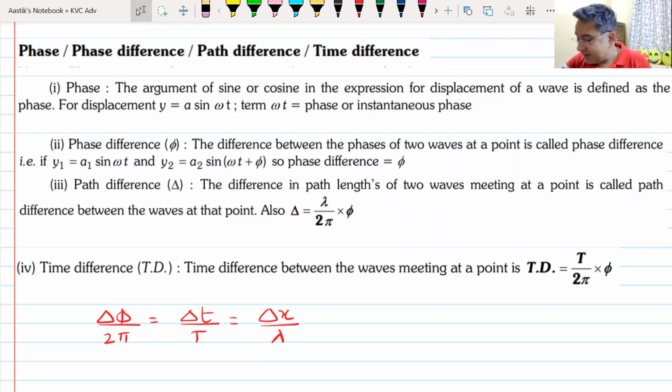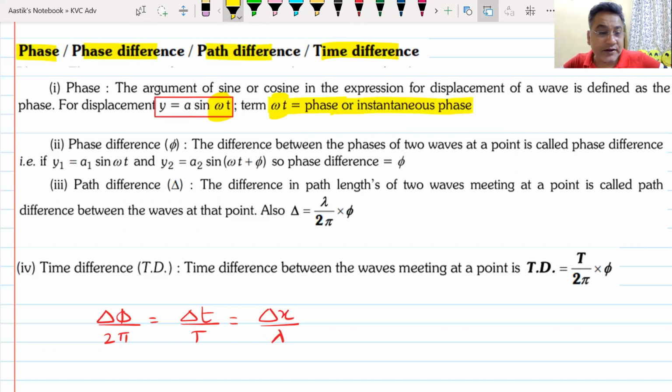Then we come to the next heading, and we have already done this: phase difference, path difference, time difference. Do we remember this? Yes, sir. If you have a wave given by y equal to a sine omega t, do you remember? This omega t will be known as the phase or the instantaneous phase of the particle. We have done it in SHM. We have done it in waves as well. Yes or no? Yes, sir.